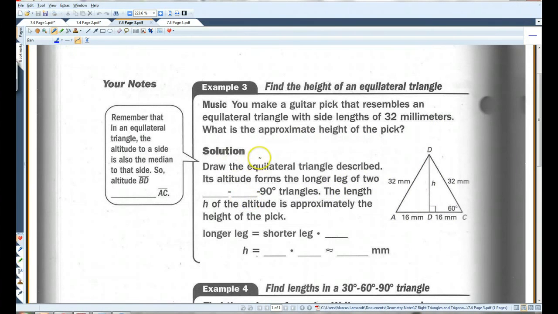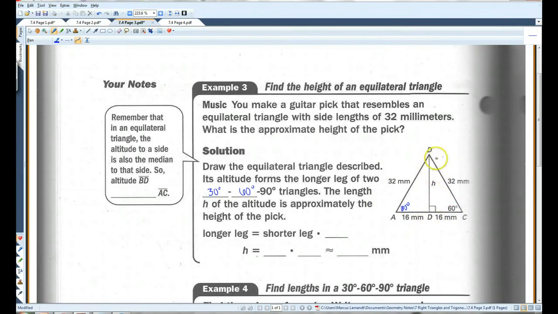Draw an equilateral triangle as that is described. Its altitude forms the longer leg of two 30, 60, 90 triangles. The reason is that we know all the angles are 60 degrees, because if all the angles are equal and they all add up to 180, that's the only possibility. 60, 60, 60, if you add them all up, it equals 180.